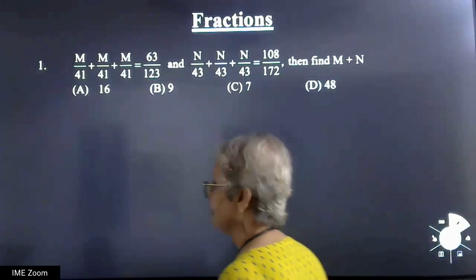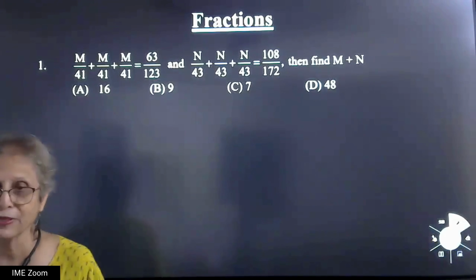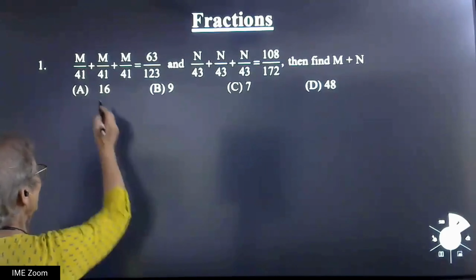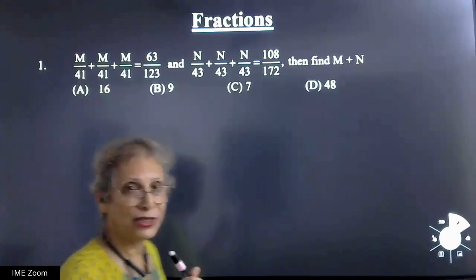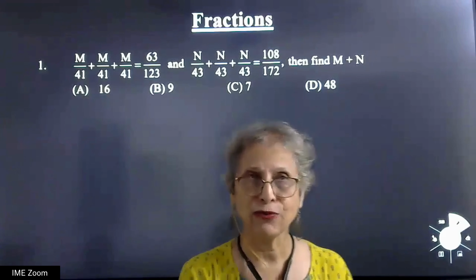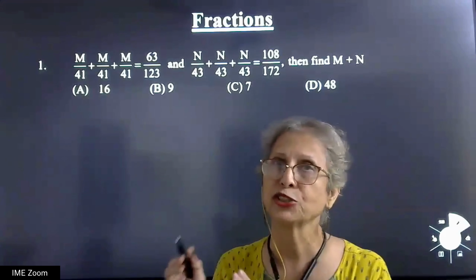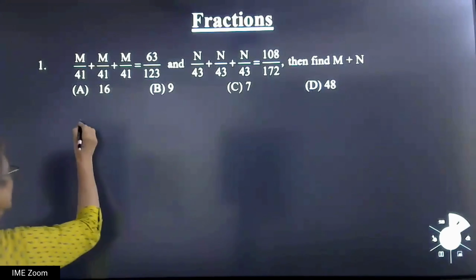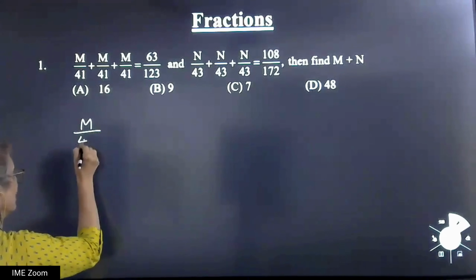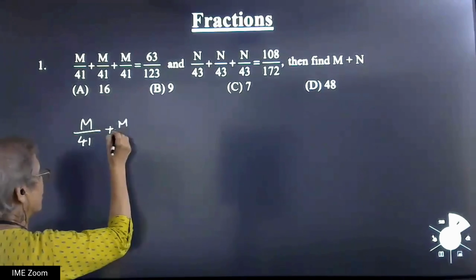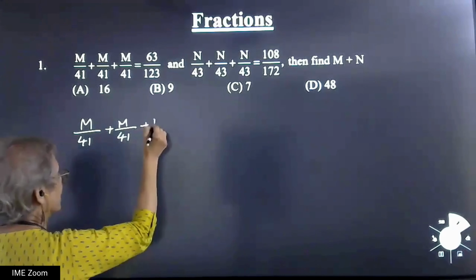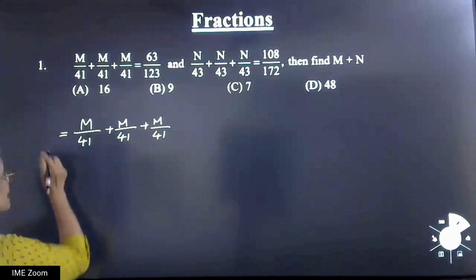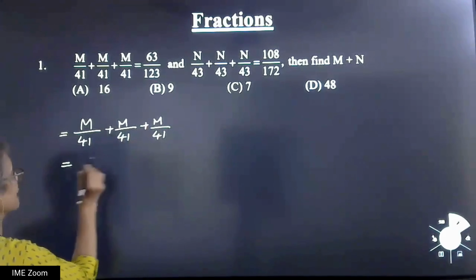See here what is given. They're not so simple, but they are slightly tricky questions. See what is given here. Now, as I have told you, in the addition of fractions, denominators should be same. That is what here it is given: M upon 41 plus M upon 41 plus M upon 41. Let us add them together.